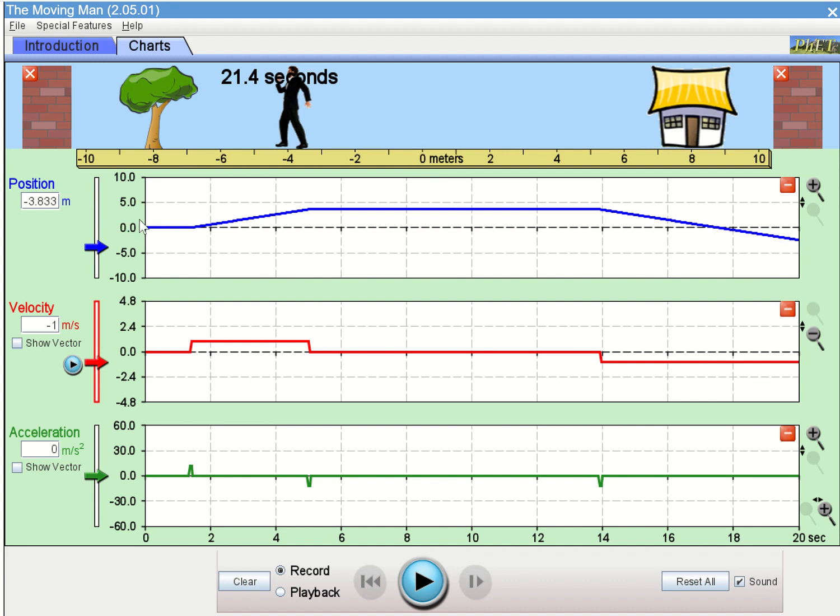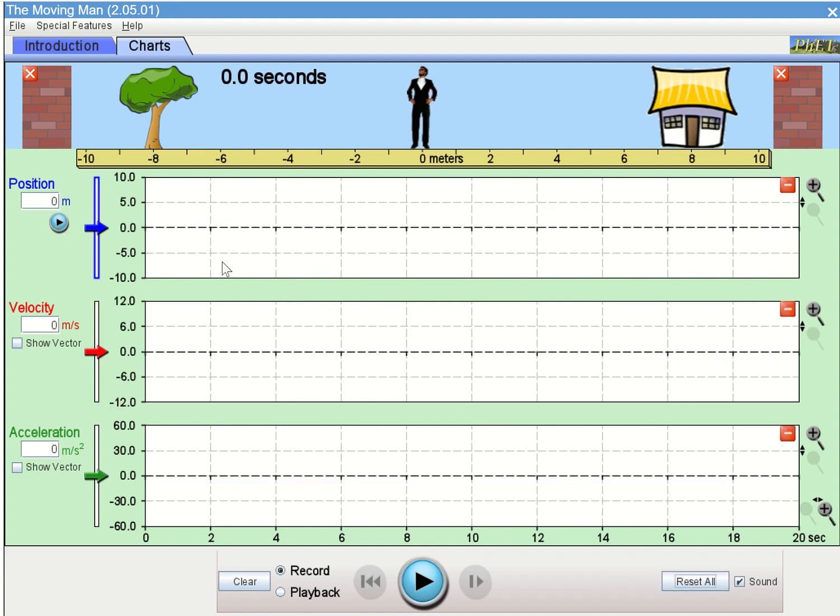So the 0 position is how far from the origin our object or our person is. So when you're moving away from the origin in the positive direction, you're going to have a positive slope. If you're moving away in the negative direction, you're going to have a negative slope, but you're still moving away from the 0. Here we're walking back towards the origin, so we're getting closer and closer to 0.